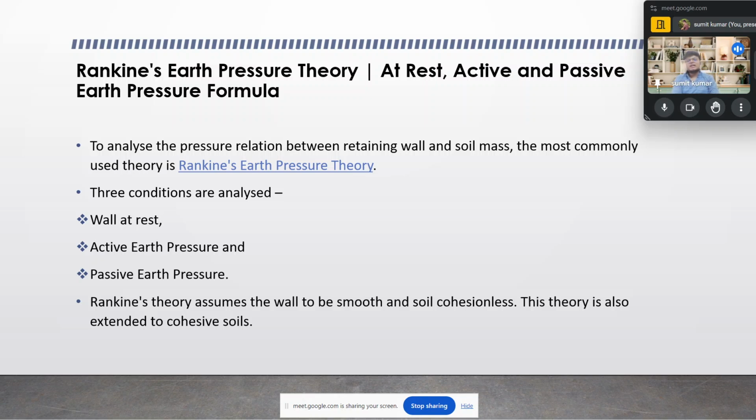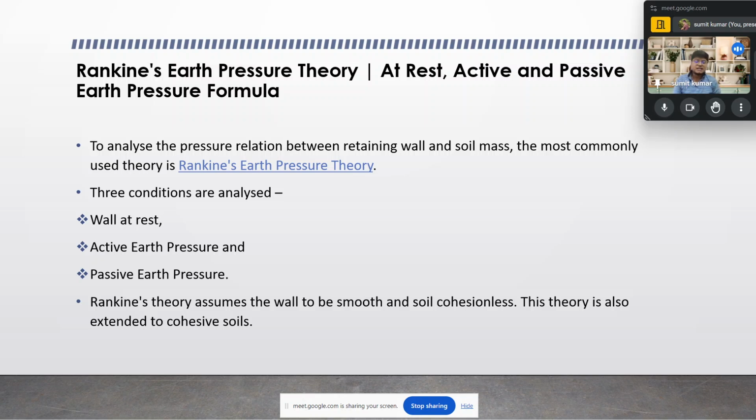Okay, so to analyze the pressure relation between the retaining wall and the soil mass, the most commonly used theory is the Rankine earth pressure theory, right? When we talk about the Rankine earth pressure theory, there are primarily three possible conditions. One is that the soil is there and the wall is there, and no pressure is applied between them. That condition is said to be the wall at rest condition.